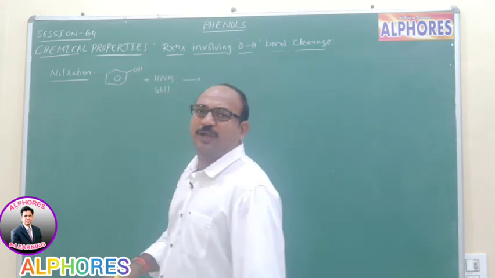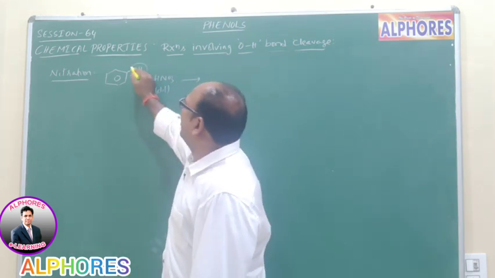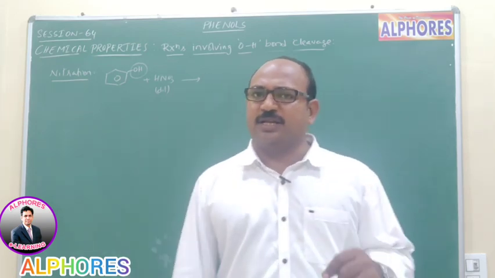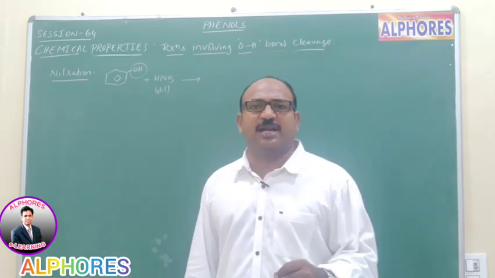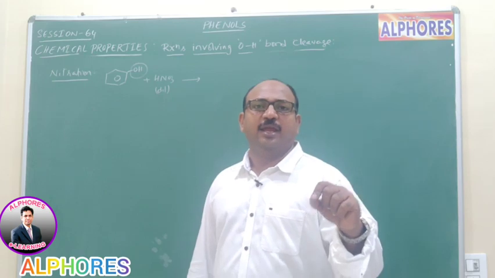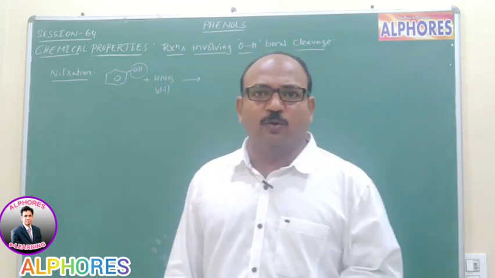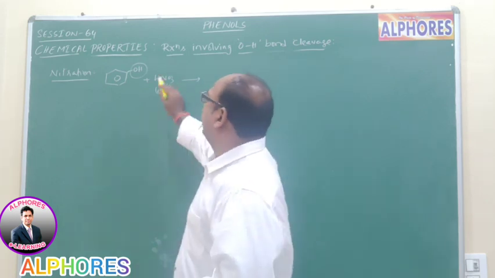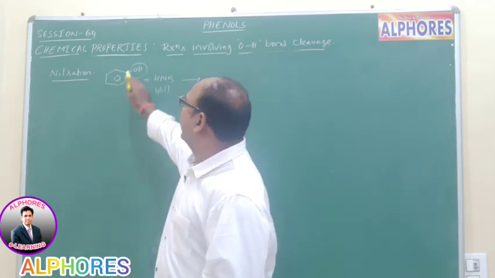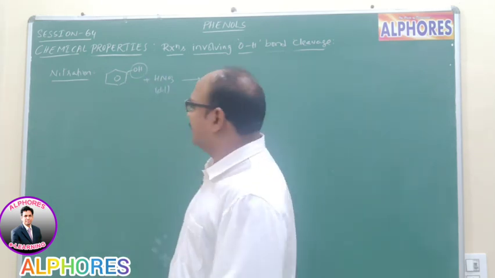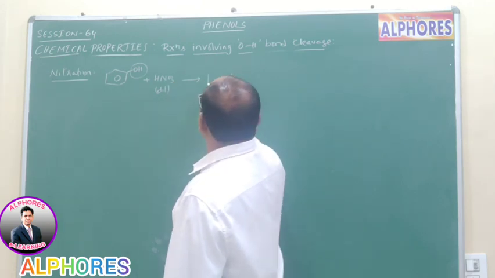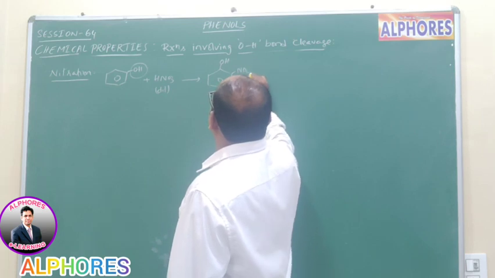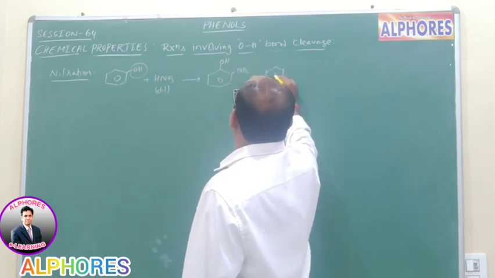Because of the phenolic oxygen, this group is also easily oxidizable. If we are using concentrated nitric acid, since concentrated nitric acid is not only a nitrating agent but also a strong oxidizing agent, it can oxidize that phenolic OH group. That's why we need to use dilute nitric acid. In such a case, we are getting ortho-nitrophenol and para-nitrophenol as the products.